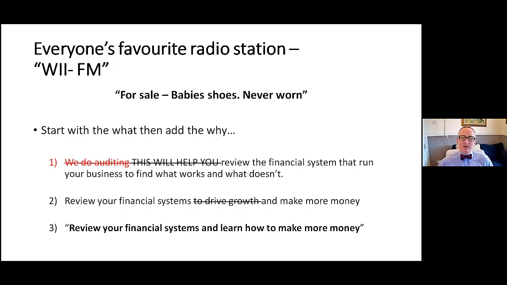But you can see how I've distilled that down from we do auditing to review your financial systems and learn how to make more money. So if you write on a direct mail piece as a title of a letter, review your financial systems and learn how to make more money, you're going to get a lot more attention than we do auditing. Simple process: write what it is you do, write this will help you because, put in the last bit, cross out the first bit, tidy up. You want to end up with for sale, baby shoes, never worn. That's what you're trying to get to in a piece of direct mail.